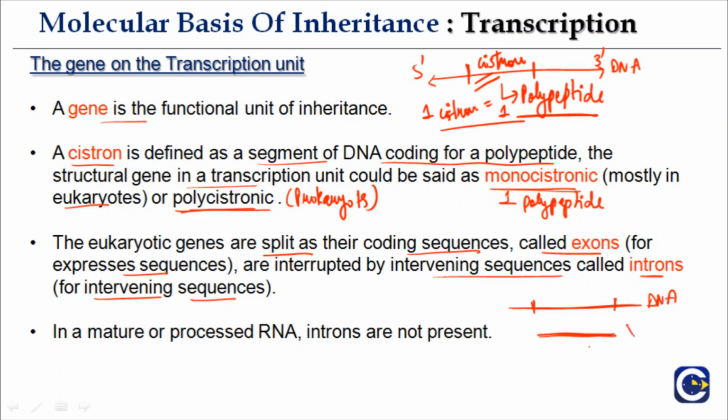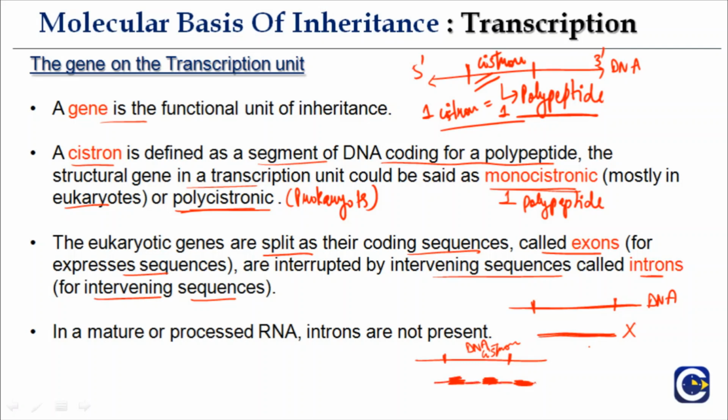That is not the case in case of eukaryotes. In case of eukaryotes, what happens is, for example, this is the DNA. This is the sequence that codes for a polypeptide, or it is a cistron. Something like this, for explanatory reasons, will be the RNA. You see, there are two things. One is this bold red that I am drawing and one is small red.